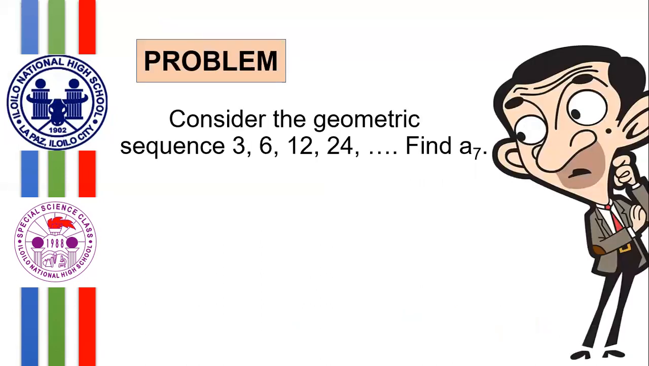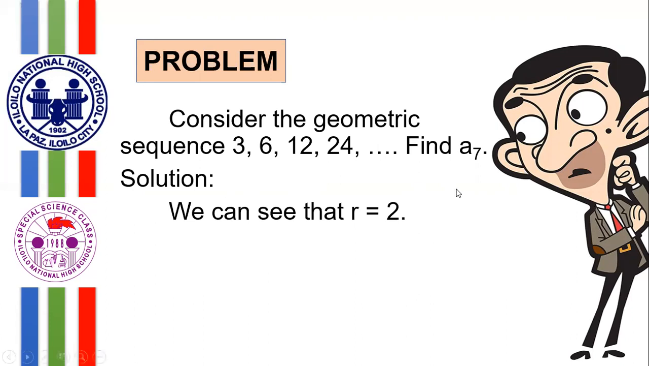Now, let's solve this short exercise. Consider the geometric sequence 3, 6, 12, 24, and so on. Find a sub 7 or the 7th term. We have r equals 2, right? That's given. I think we ascertained it earlier. 24 is the 4th term. And to get the 7th term, we need to get the value of the 5th and the 6th.